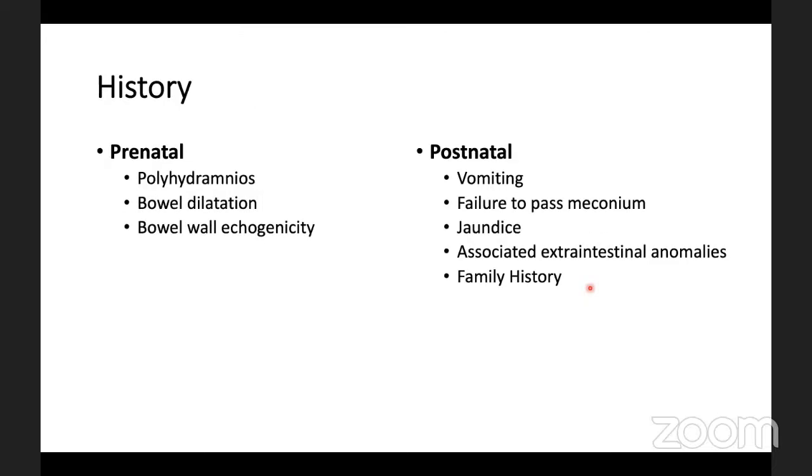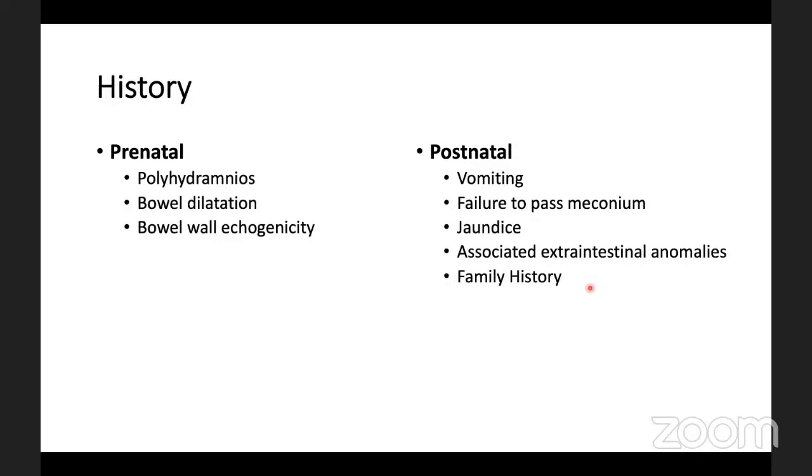And as we know, in the group we always proceed with history and physical examination, make the differential diagnosis, and then target the investigation. So whenever a baby presents with those symptoms, it is important to take a history and see whether antenatally there is a history of polyhydramnios, any bowel distension, or bowel wall echogenicity.